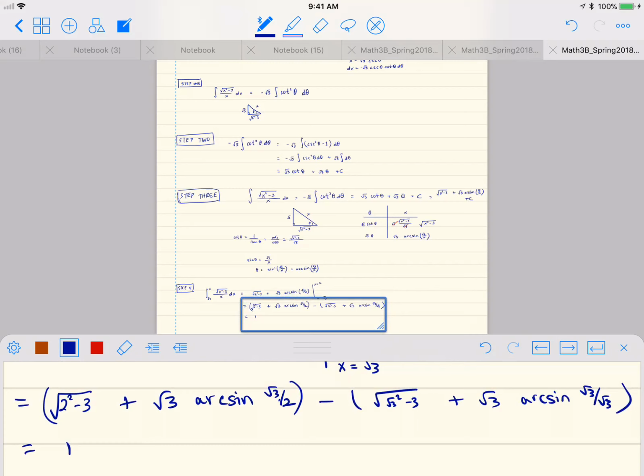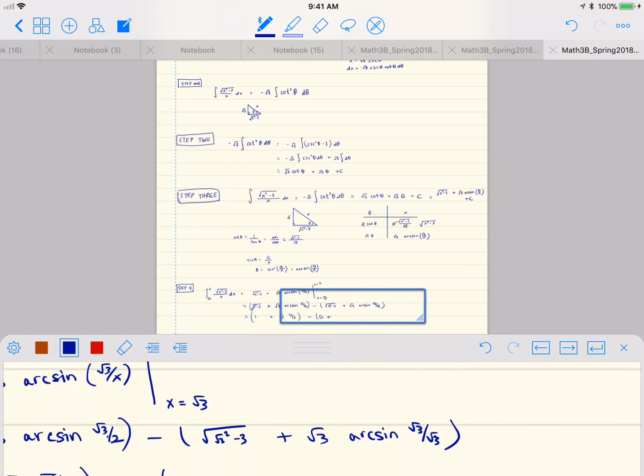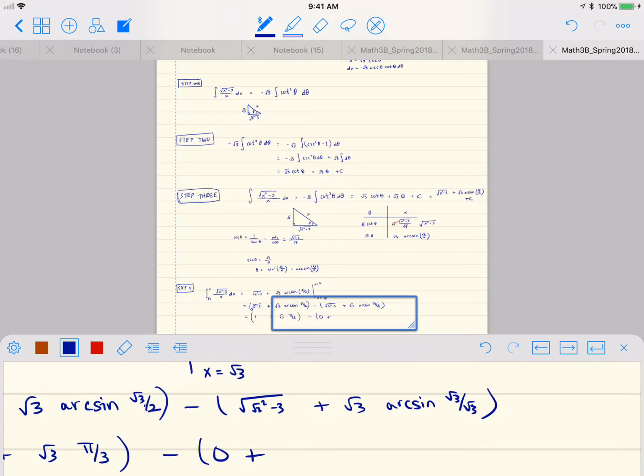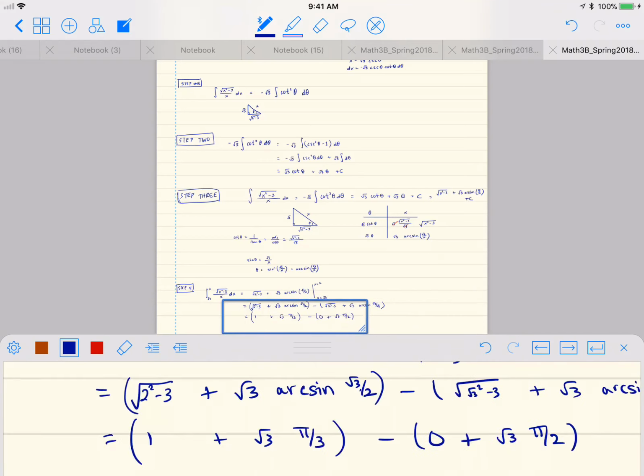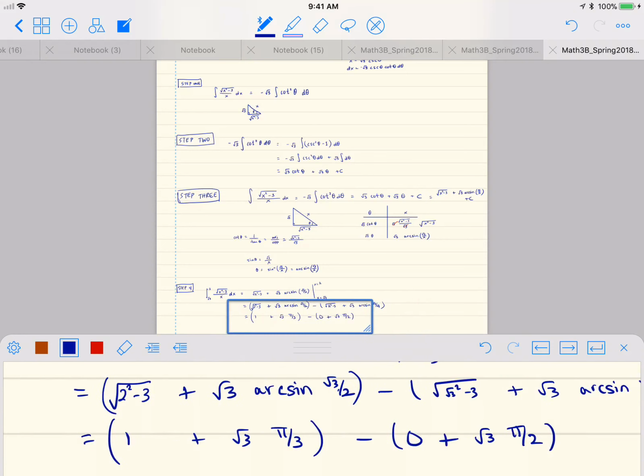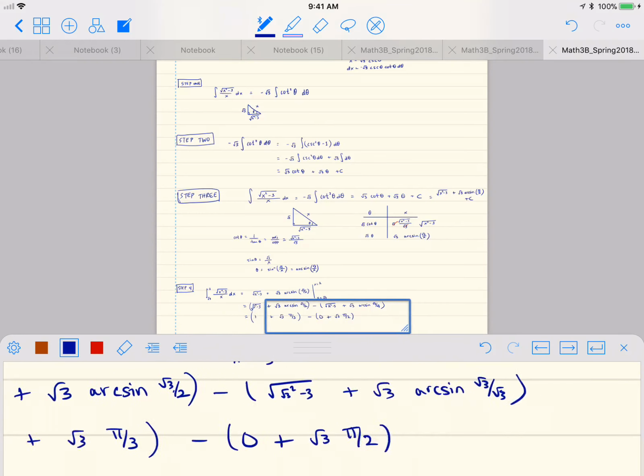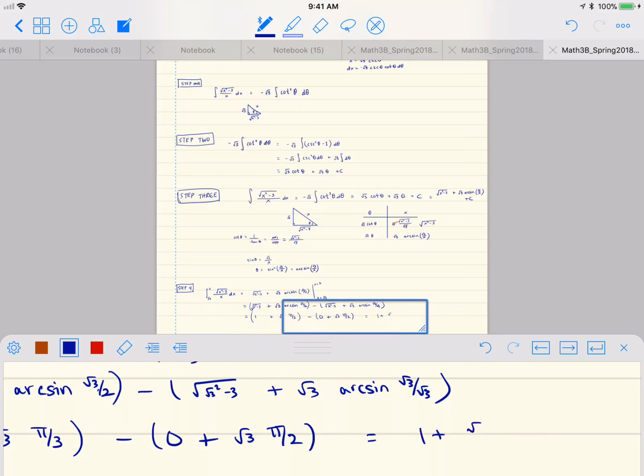That's essentially saying sine of what is equal to root 3 over 2. Sine of pi over 3 is root 3 over 2. So that'll be pi over 3. And then we've got this root 3. And then minus, and this will be 0, plus, what is arc sine of 1? Sine of what is equal to 1? Sine of pi over 2. So it'll be root 3 times pi over 2. And we can simplify until our heart is content. So we would have 1 plus root 3 pi over 3 minus root 3 pi over 2.